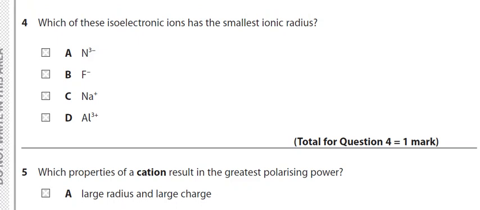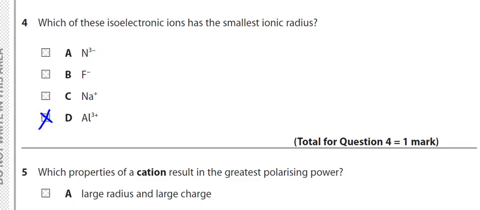Usually the cation has a smaller radius, because nitride and fluoride have two shells, and the sodium and aluminium atoms have three shells, but the ions have two shells. But the aluminium ion will be smaller because it has lost three electrons, so the rest of the electrons will be strongly attracted towards the nucleus. As a result, the ion will be much smaller in size.